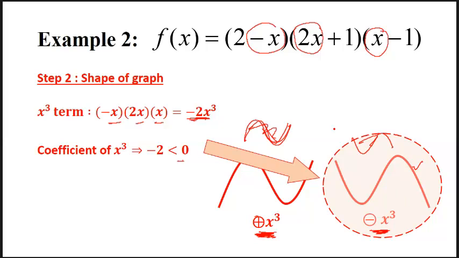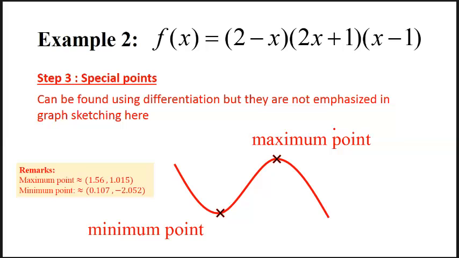Then the next thing, step 3, we're going to identify the special points. Of course, there is an inflection point here, but the inflection point is not so significant in the graph. The ones that are more significant for us to refer to in this case will be the maximum and also the minimum point. In order to get the coordinates of the maximum and minimum point, we can use differentiation to obtain the answer. However, it's not being emphasized in this chapter now.